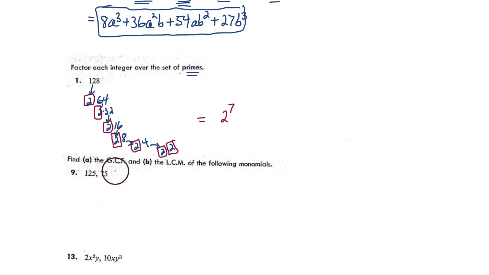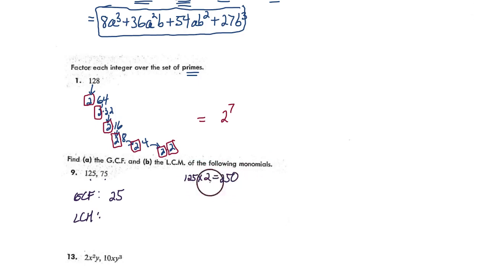Number 9, we're going to find the GCF and then the LCM. So GCF, what is the largest factor of both? The largest number that divides into both of these? It's 25. Now LCM, what is the lowest multiple of both? Well, the first multiple of any number is itself. So the very first one you even think of is 125, but 125 is not a multiple of 75. 125 times 2 is 250. So 250 is a multiple of 125.